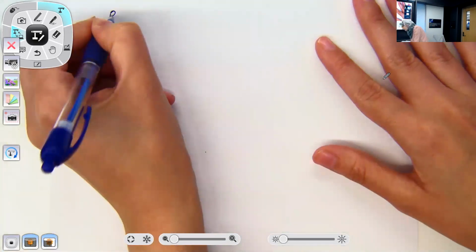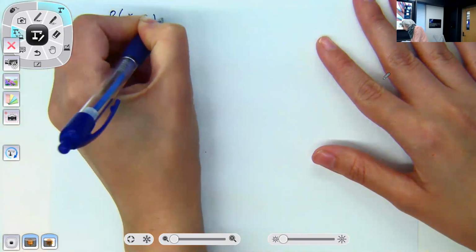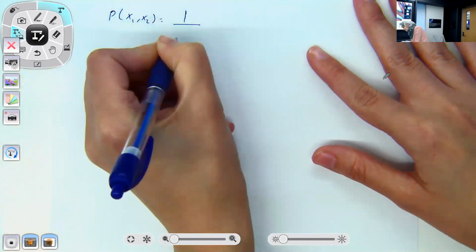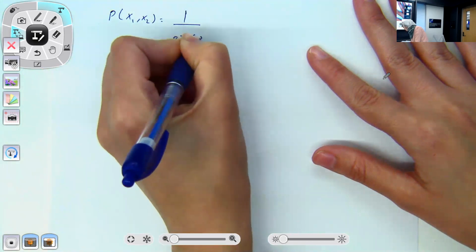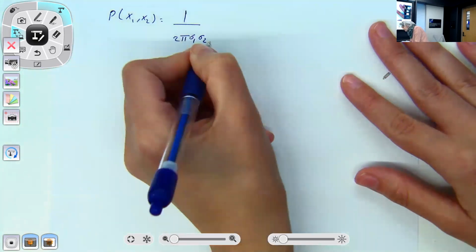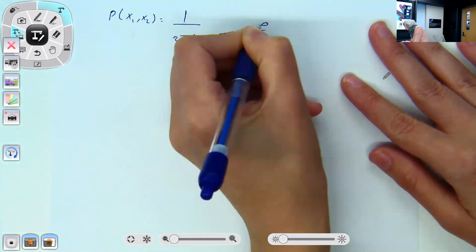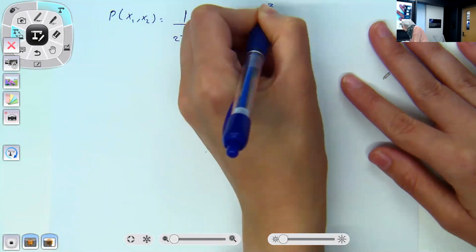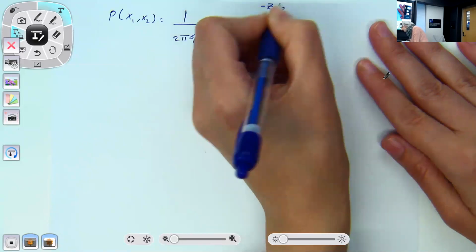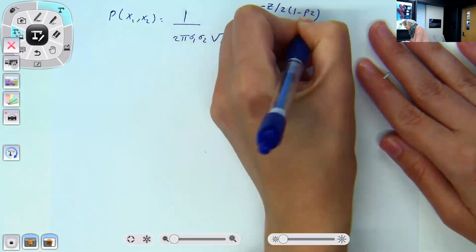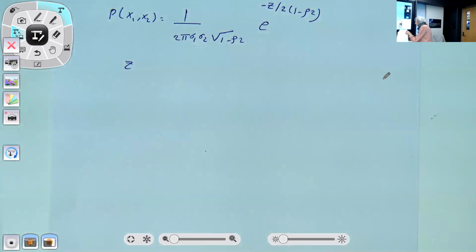P of x1, x2 equals 1 over 2 pi sigma 1 sigma 2, multiplied with the square root of 1 minus rho square, multiplied with the exponential of minus z over 2 times (1 minus rho square), where the value of z equals?